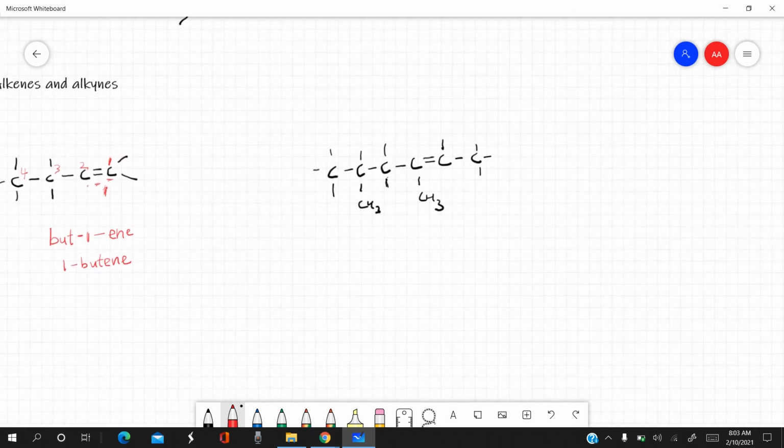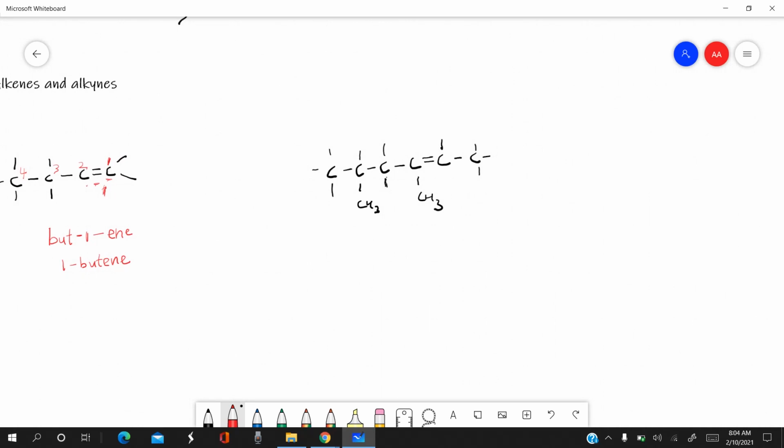Let's consider this example. Select the longest carbon chain. This one's the longest carbon chain. So these are substituent groups, and number it in a way that the most of the groups as well as the double bond gets the lowest number. 1, 2, 3, 4, 5, 6.